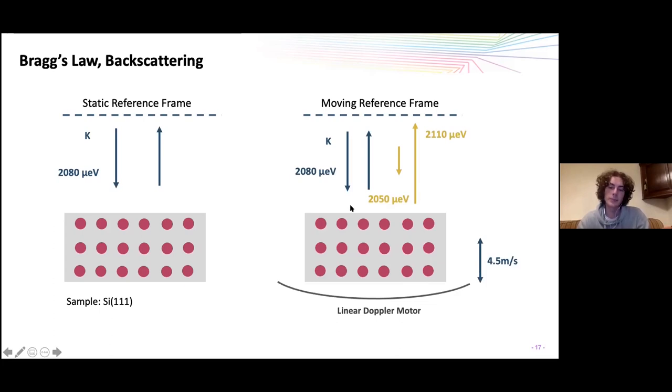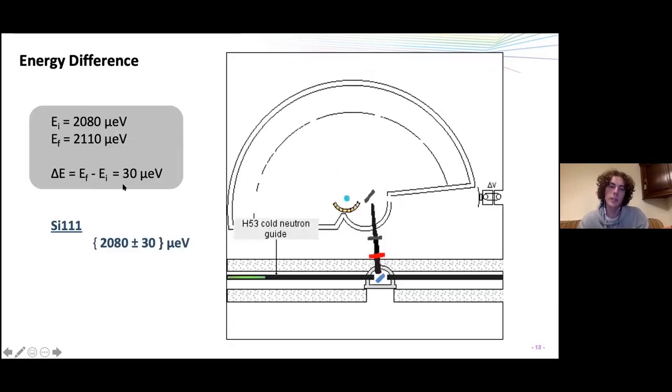So basically, this can be summarized on the next slide, where you have an energy difference. You might have an incident energy of 2080 and then a final energy of 2110. This gives you an energy difference of about 30 microelectron volts. This is the standard calculation for, say, silicon 111. And notably, it's plus or minus 30 based on whether the Doppler motor is going forwards or backwards.